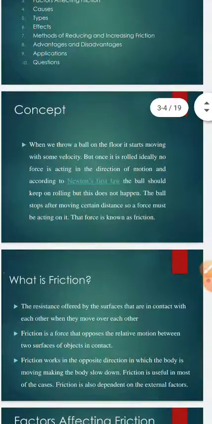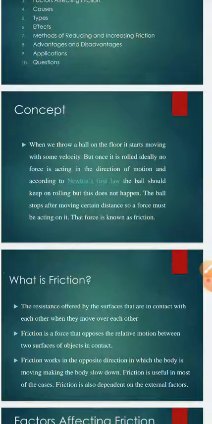Now, how can we define friction? The scientific definition is this: friction is the resistance offered by surfaces that are in contact with each other when they move over each other, or we can say one surface is moving over the other. So basically it is a resistive force offered by the surfaces in contact. The frictional force is a particular type of force that opposes the relative motion between two surfaces of objects in contact.